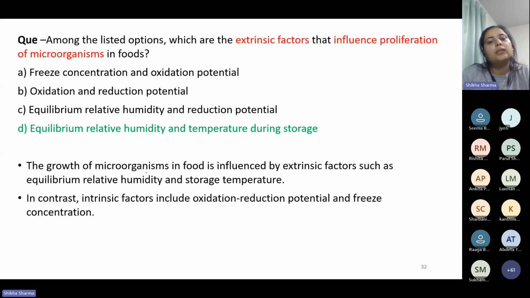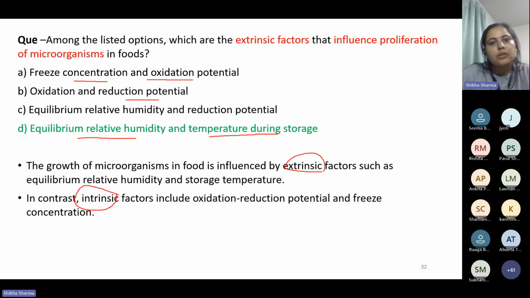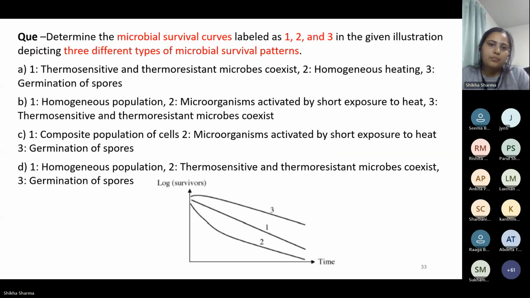So the growth of the microorganism is basically affected by two factors, which are the extrinsic factors and the intrinsic factors. The equilibrium relative humidity and the temperature during storage are the extrinsic factors, and the oxidation reduction potential and the freeze concentration are all intrinsic factors of a food. So option D is correct.